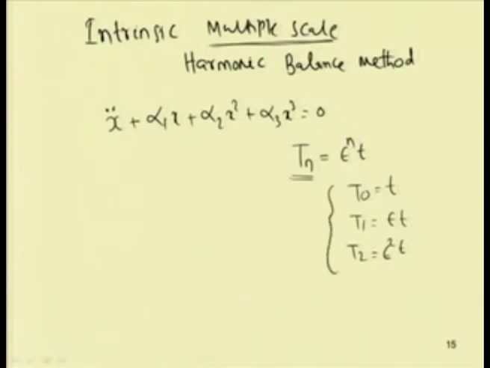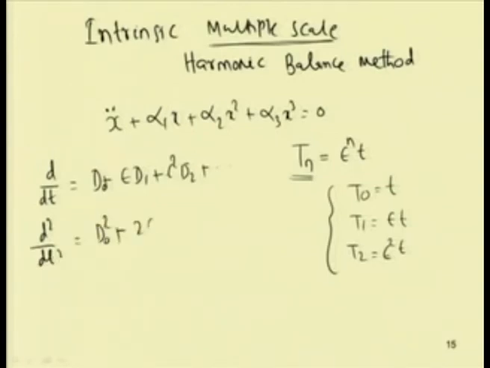So, by using this method of multiple scales, we use different time scales, and these derivative terms we write in this form, that is d/dt equals D0 plus epsilon D1 plus epsilon squared D2 plus the higher order terms. Similarly, the second derivative d²/dt² we can write equal to D0² plus 2 epsilon D0 D1 plus epsilon squared into (2 D0 D2 plus D1²) plus higher terms.